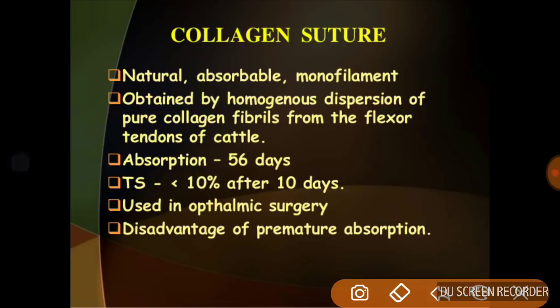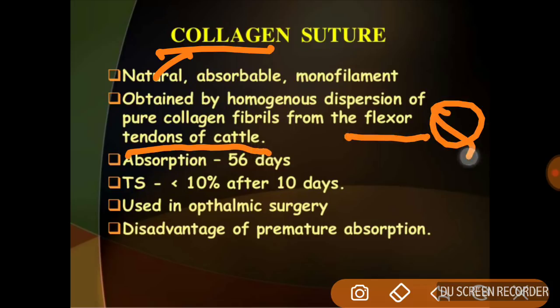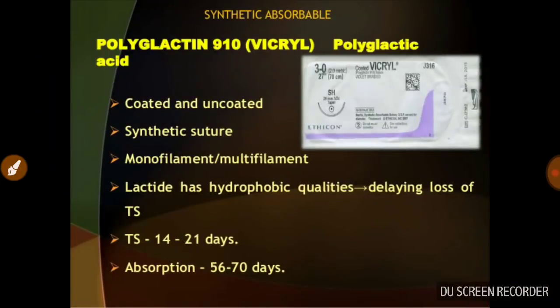Now another type of sutures are collagen sutures. By the name you can see it is a natural and absorbable monofilament, obtained by homogeneous dispersion of pure collagen fiber from the flexor tendon of cattle. Absorption 56 days, tensile strength 10 days. Used in ophthalmic surgery; disadvantage is premature absorption.